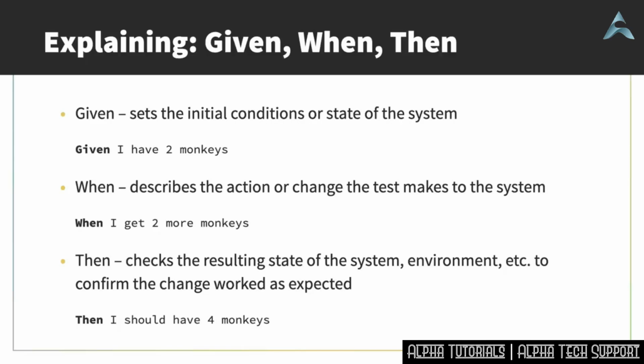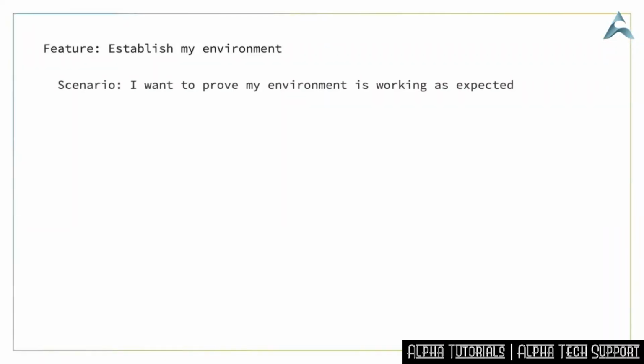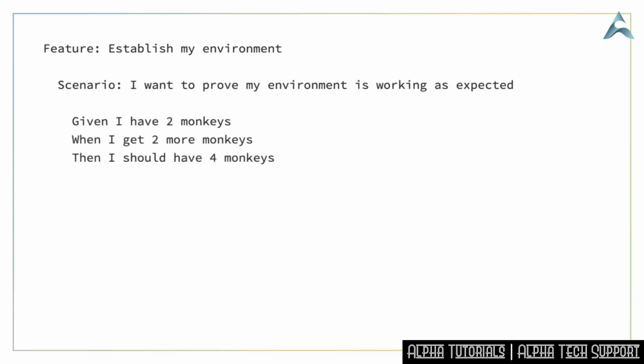When we take this as a whole, this is what it looks like. Establish my environment. The scenario is I want to prove my environment is working as expected. Given I have 2 monkeys, when I get 2 more monkeys, then I should have 4 monkeys. Regardless of what programming language we're working in, this syntax, called Gherkin, will be exactly the same. So in the next video, we're going to write some code.